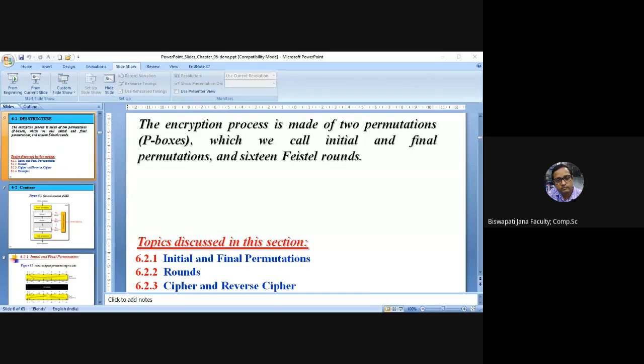And before the rounds start, there is an initial permutation, and after that there is a final permutation. And finally, when the message bits have traversed from the initial permutation through the rounds using the keys, then finally we get the 64-bit ciphertext.